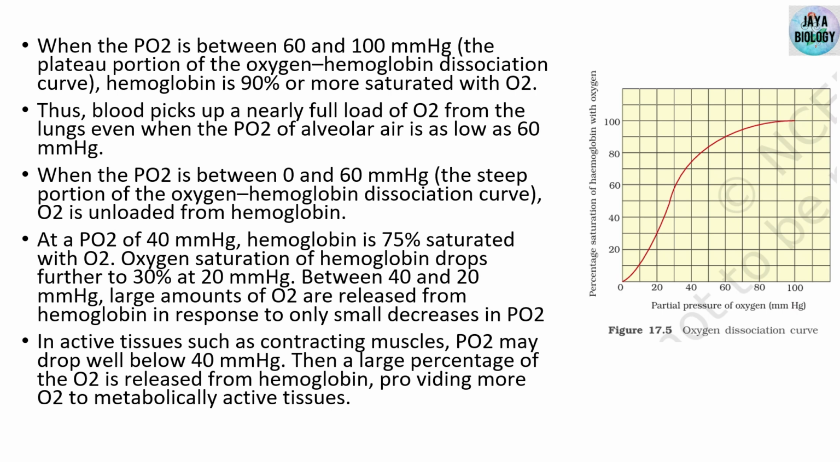Now let us study how to read this graph. You know very well, when the partial pressure is 60 and above, if you see this line carefully, it is nearly 90% and above saturation. And when the partial pressure is 20, it's nearly 30% saturation. Clear? 30% saturation. And when the partial pressure is 40, you can see here it is nearly 75% saturation. 75% saturation when the partial pressure is 40.